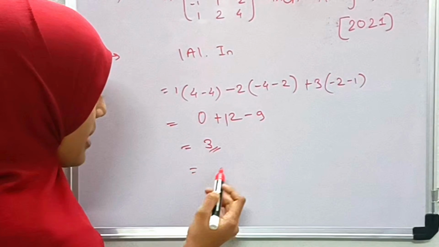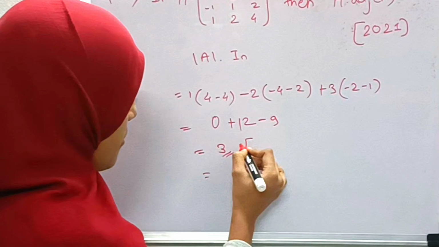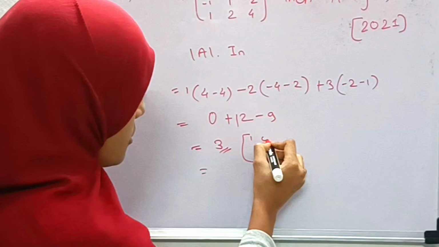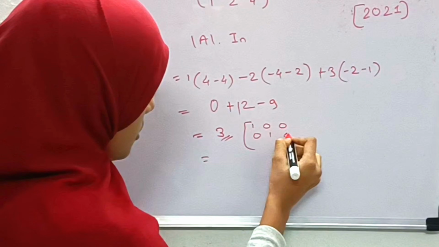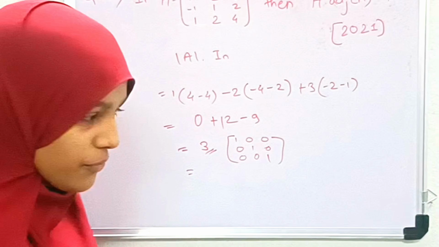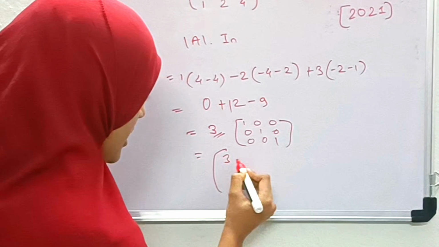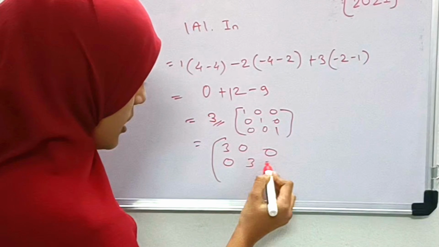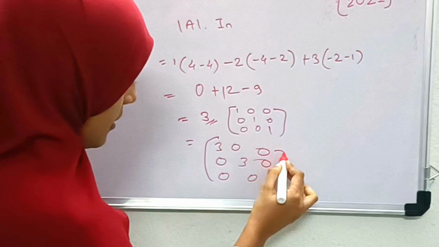So the identity matrix will be 3 by 3. That will be 1, 0, 0, 0, 1, 0, 0, 0, 1. So our answer of A into adjoint of A is nothing but 3, 0, 0, 0, 3, 0 and 0, 0, 3.